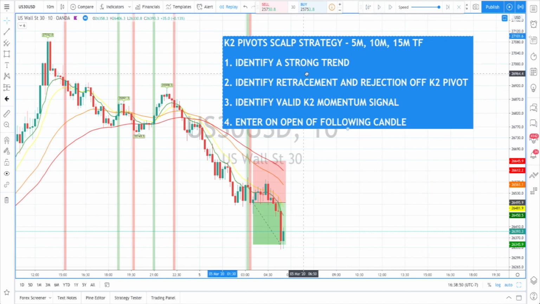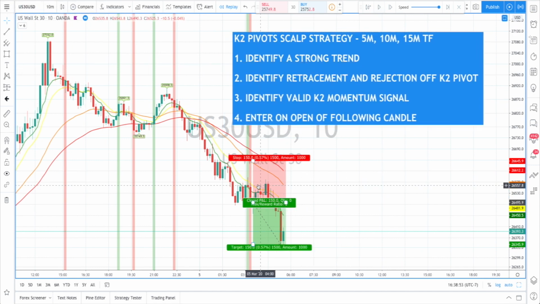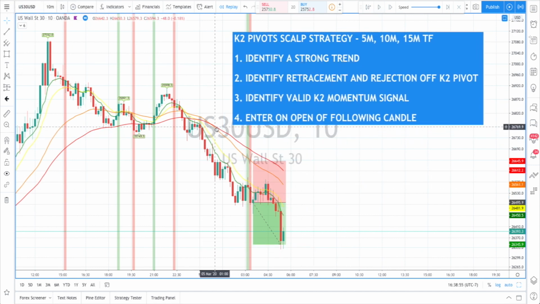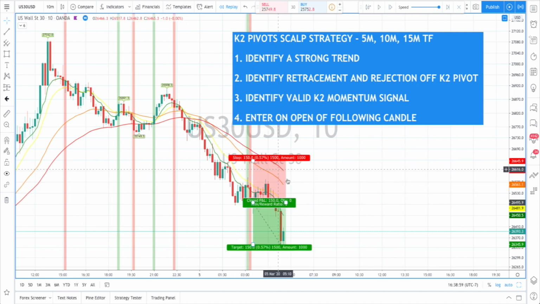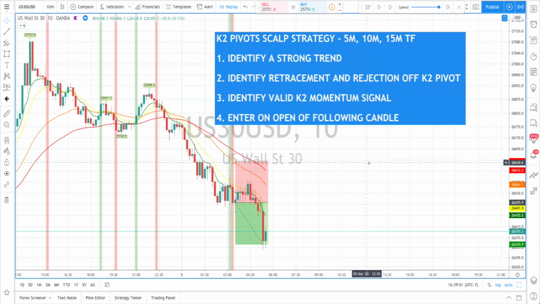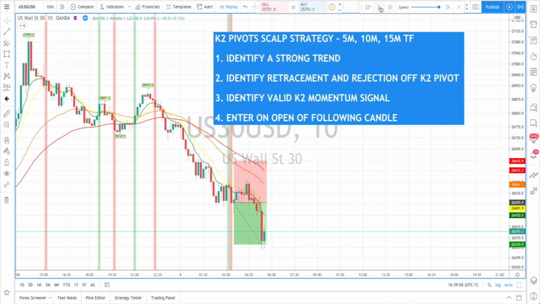All right, so for one, we're identifying a strong trend. Right here we can see the K2 pivots are angling down and they're pretty spread out. We have level 1, level 2, level 3, and level 4. So we've already identified a strong trend downwards. Next, we want to identify a retracement and rejection off a K2 pivot. So let's move forward.